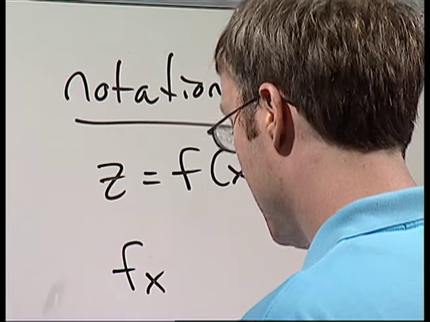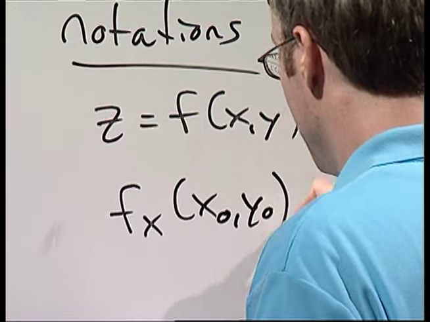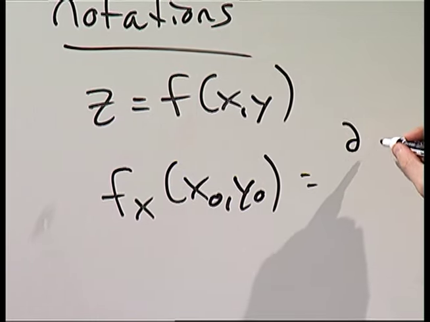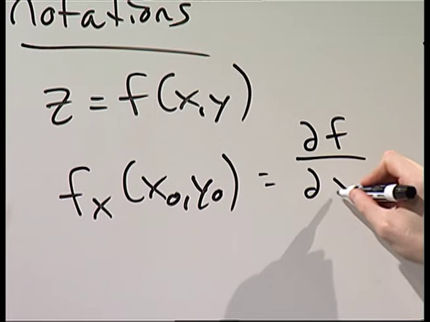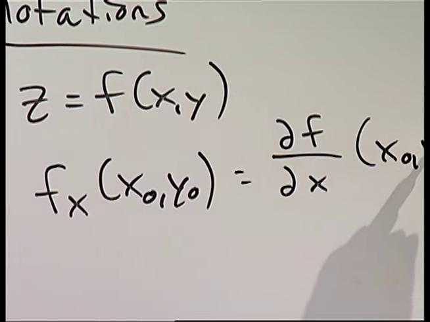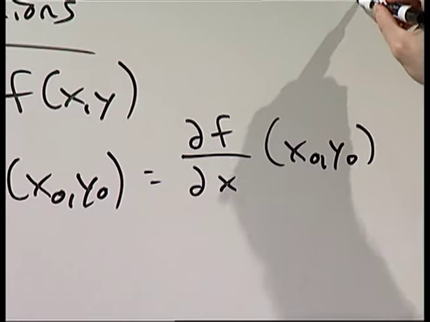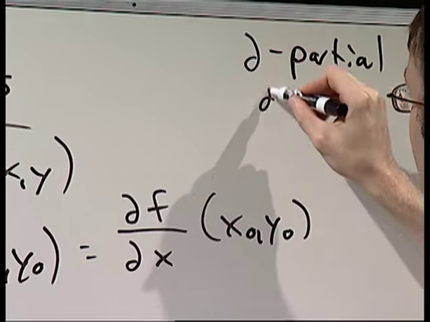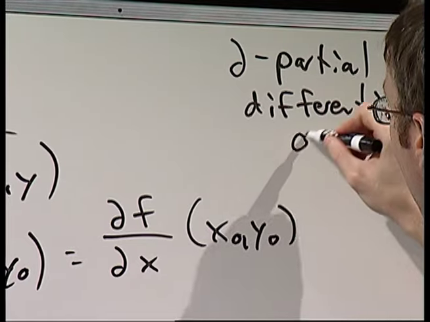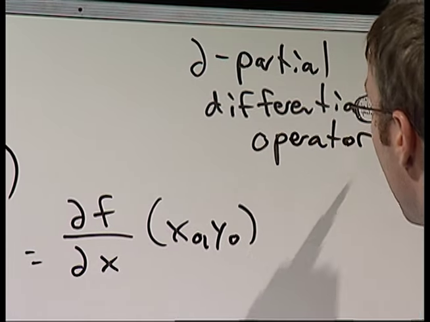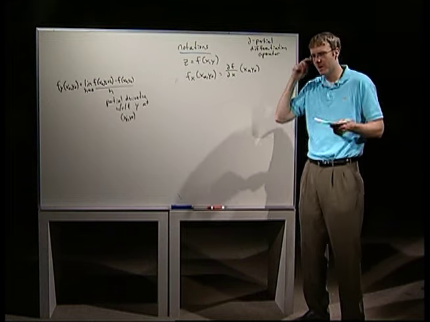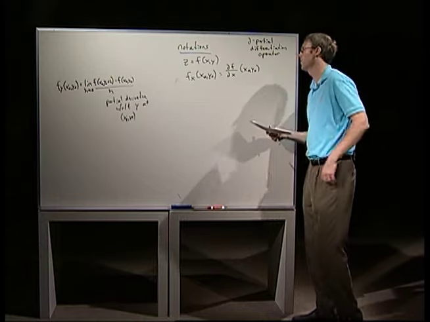Then I can talk about the partial derivative with respect to x of x naught, y naught. Looks like that. I can use this symbol here, this partial f partial x of x naught, y naught, where this symbol is the partial differentiation operator. Just like the ordinary d is the ordinary differentiation operator, this is the partial differentiation operator. It looks kind of like a d, but it's not.